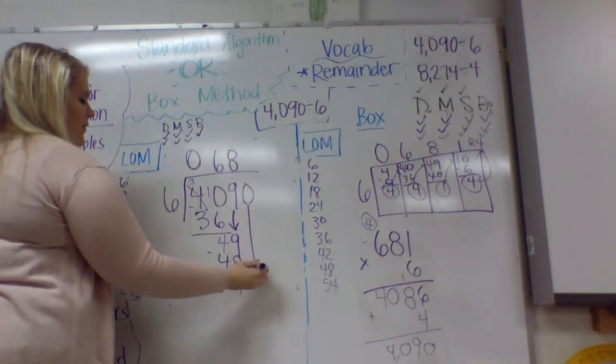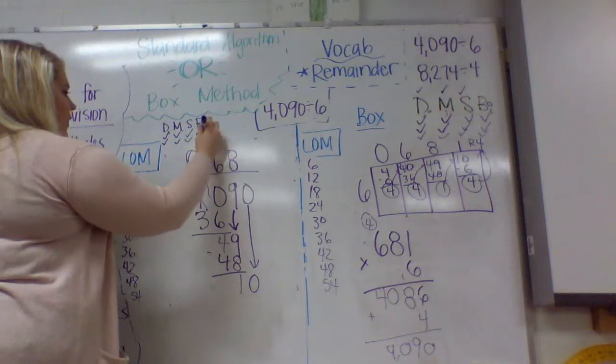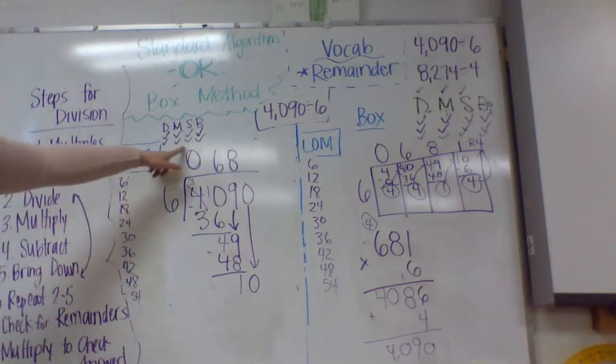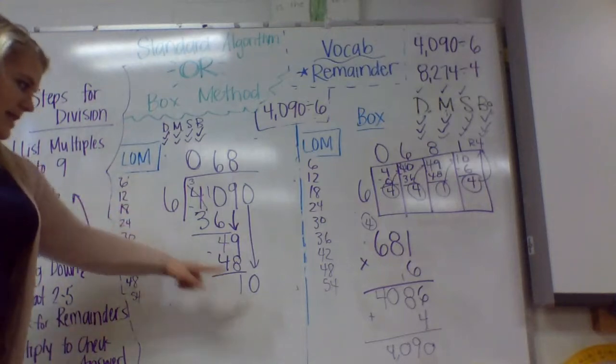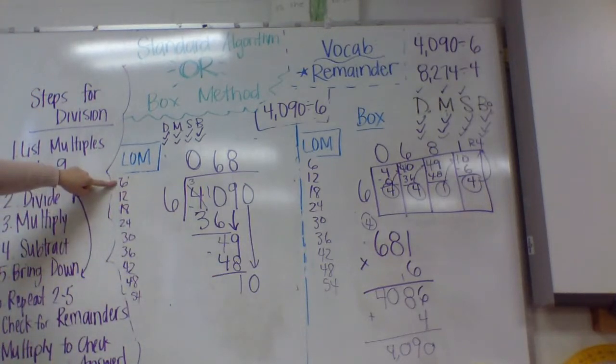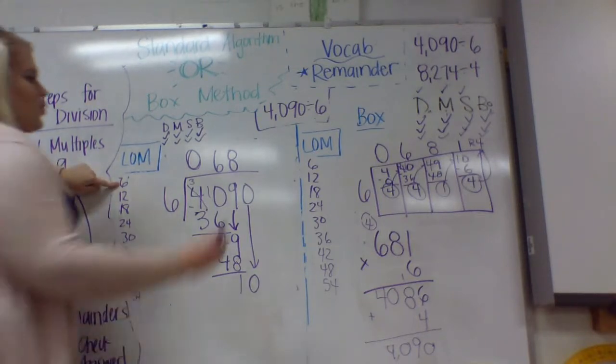And the only thing I have left to bring down is my 0. So now I have 10. I have check marks all the way across. I'm ready to start again. 6 can go into 10. Let's see. Definitely 1 time. 2's too many. We don't have 12. We only have 10. So we need to jump back to 6, and that is 1 time.